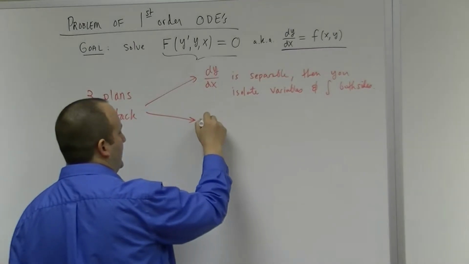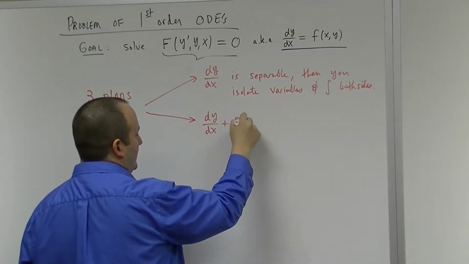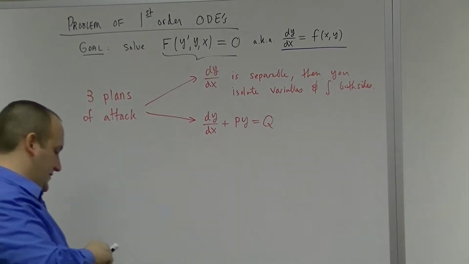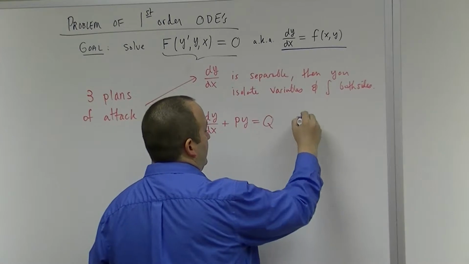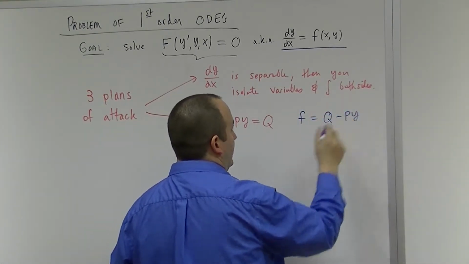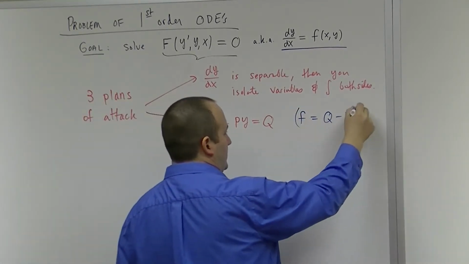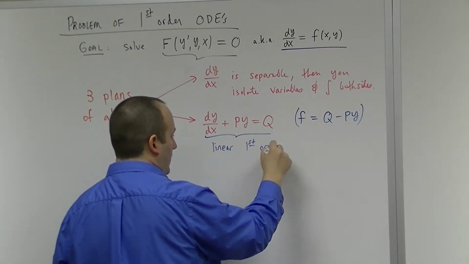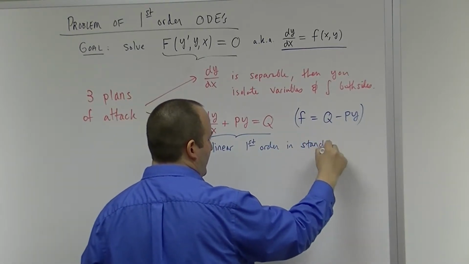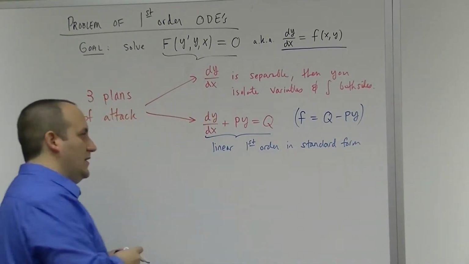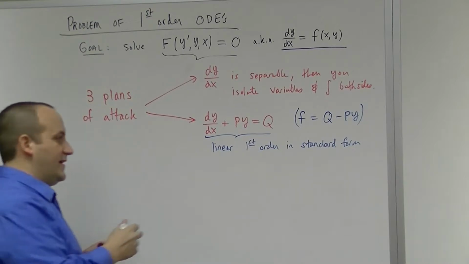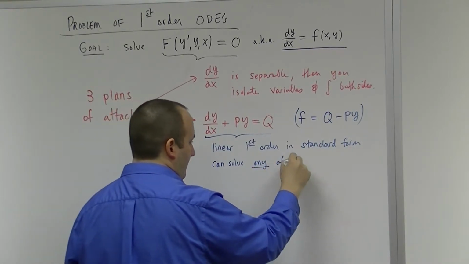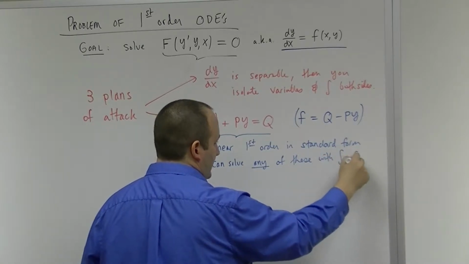The other thing is you have something like dy/dx plus p times y is equal to q. If your differential equation looks like that, in terms of the terminology I just gave above, if your f looks like q minus py, that's a rather special case, and this is called a linear first order equation in so-called standard form, perhaps normal form, depending on who you read. In this case, there is a standard technique. We'll use the integrating factor technique. We can solve any of these with the integrating factor technique.